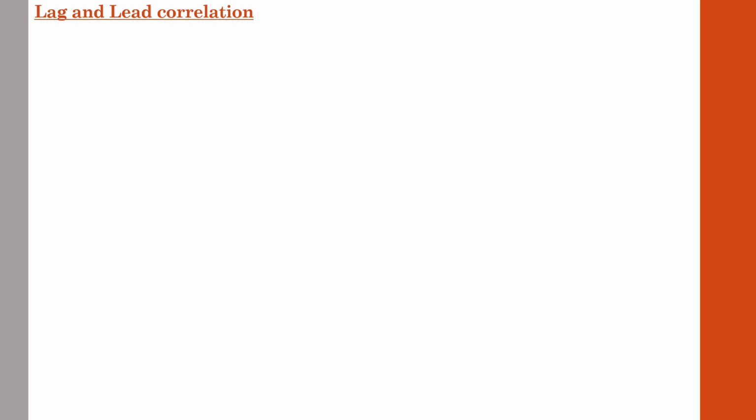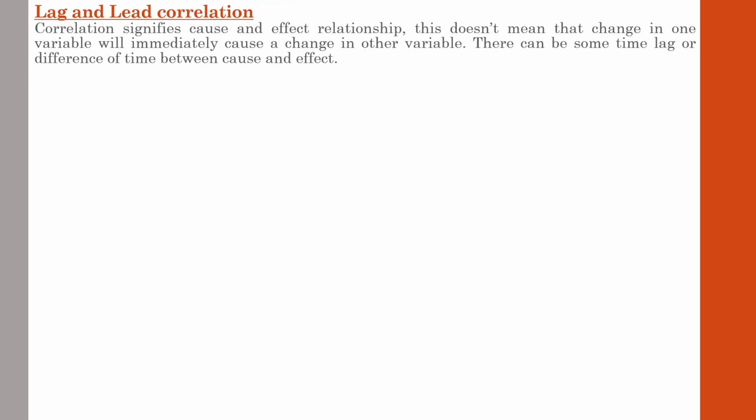Regarding lag and lead correlation, as the name suggests, lag means some delay and lead means in advance. Sometimes we find that two variables are correlated and they significantly cause and affect a relationship. This does not mean that a change in one variable will immediately cause a change in the other variable. There can be some time lag, or difference of time, between cause and effect. For example, then you will get a clear picture.